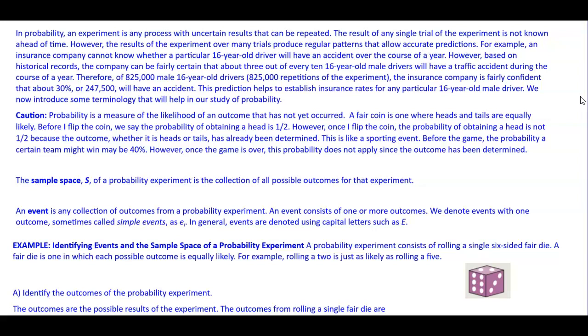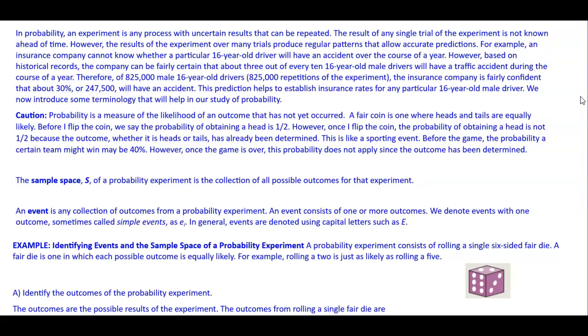So, for example, an insurance company cannot know whether a particular 16-year-old driver will have an accident over the course of a year. However, based on historical records, the company can be fairly certain that about 3 out of every 10 16-year-old male drivers will have a traffic accident during the course of a year.